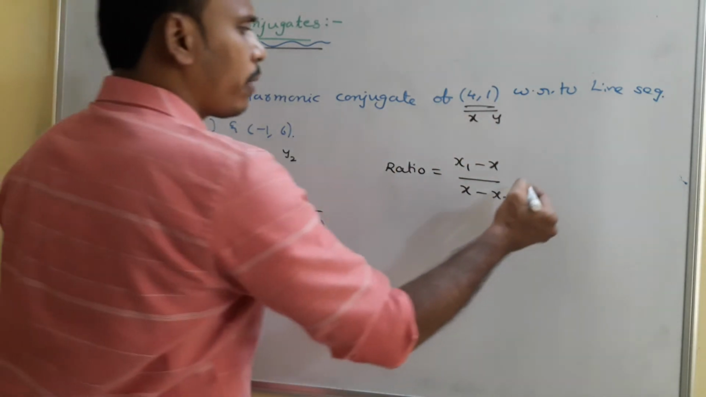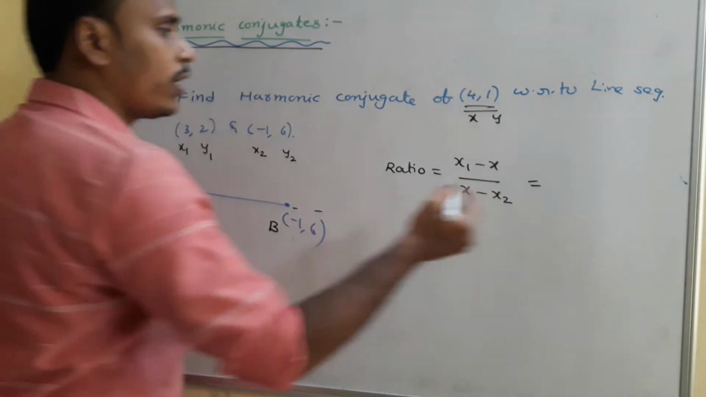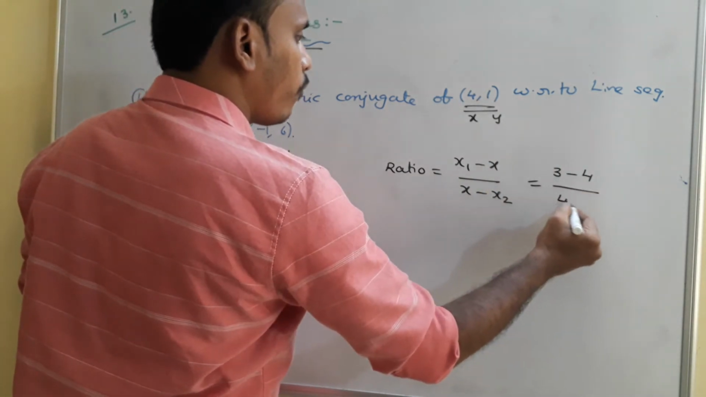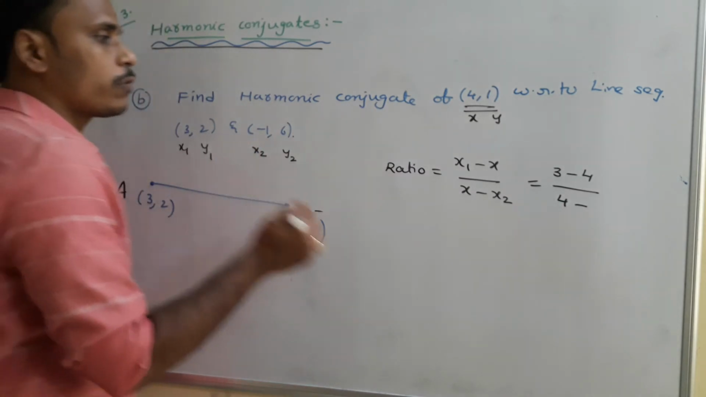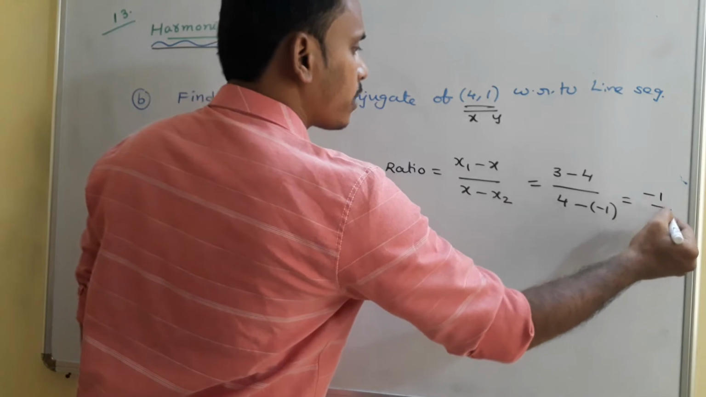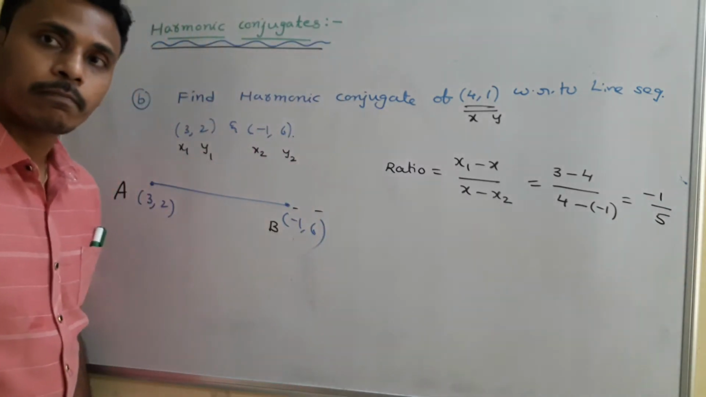Now x1 minus x. x1 is 3 minus 4, since x is 4, divided by 4 minus x2. x2 is minus 1, so minus of minus 1. When you solve it, you will get minus 1 by 5. Is it clear?